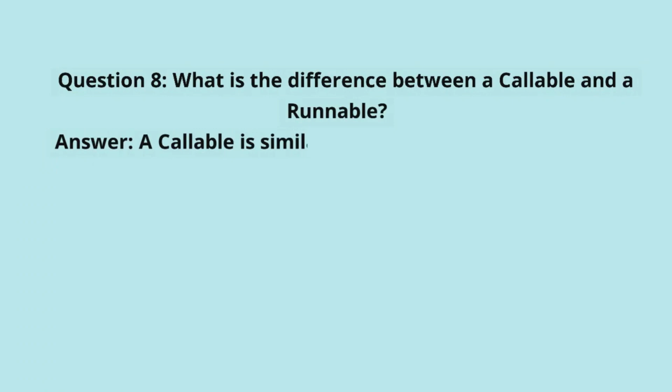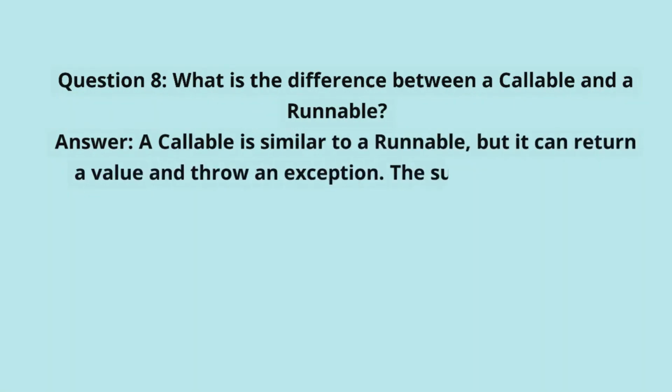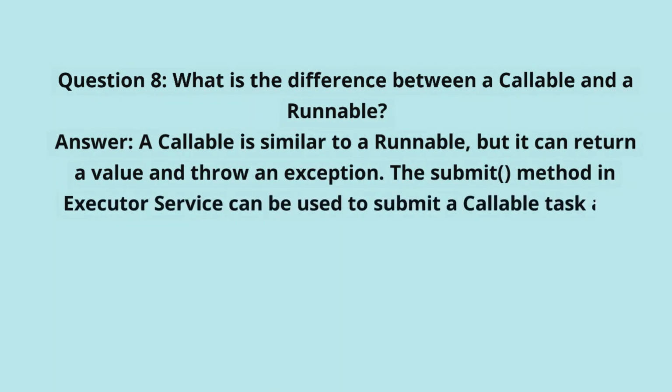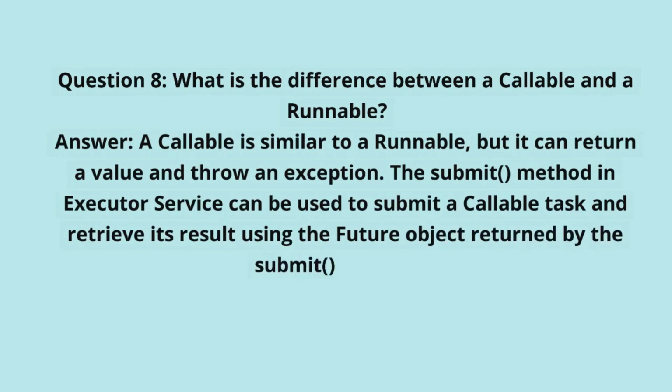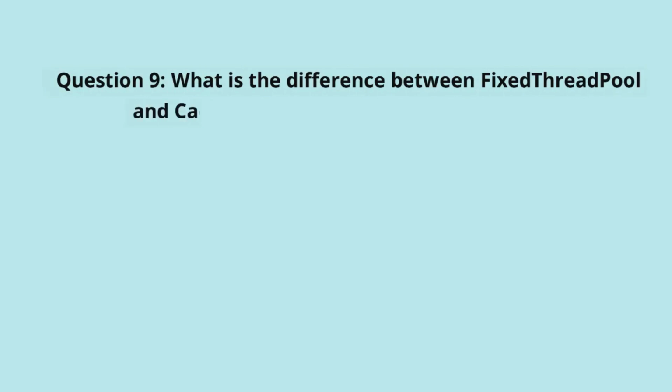Answer. A callable is similar to a runnable, but it can return a value and throw an exception. The submit method in Executor Service can be used to submit a callable task and retrieve its result using the future object returned by the submit method. Question 9. What is the difference between FixedThreadPool and CachedThreadPool in Executor Service?